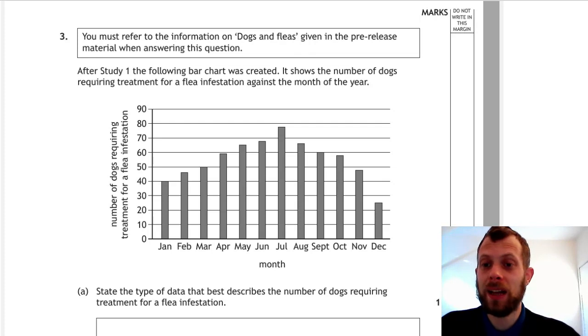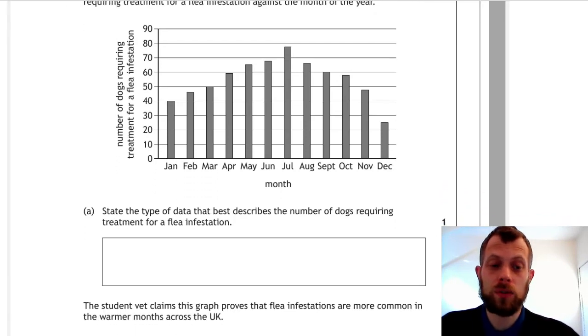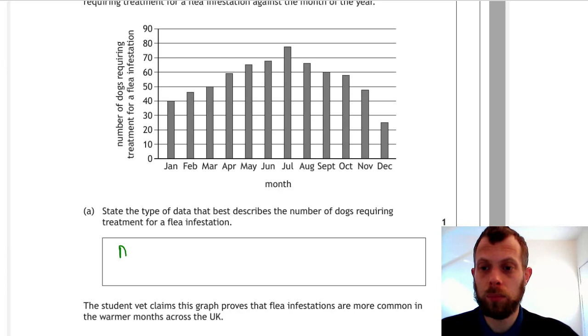Part A, we are being asked to state the type of data. So its type of data will either be discrete numerical, continuous numerical, or categorical. Now the number of dogs, that would be discrete numerical. You can't have a fractional number of dogs. So this one's simply discrete numerical.